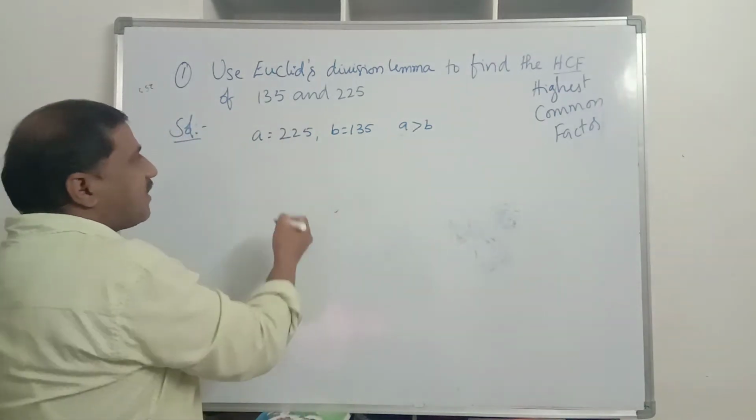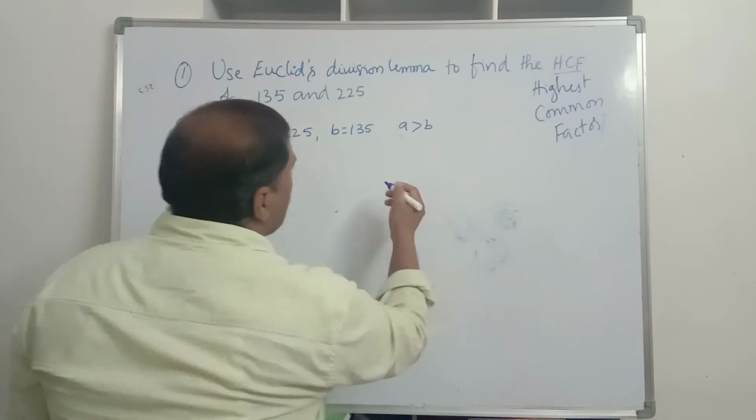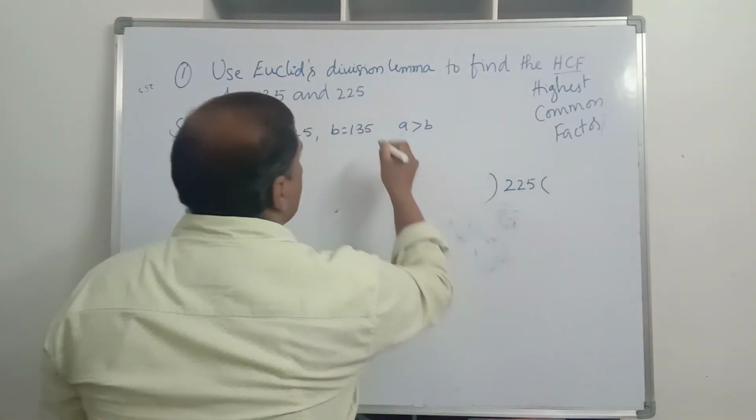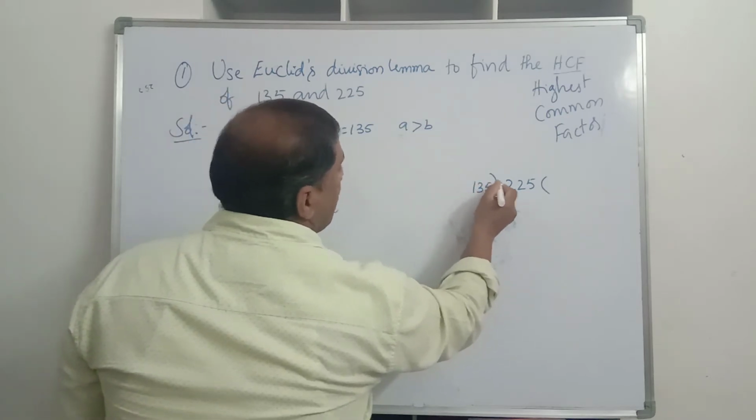Then first you divide the two numbers. We are using the long division method. So 225 is divided by 135.